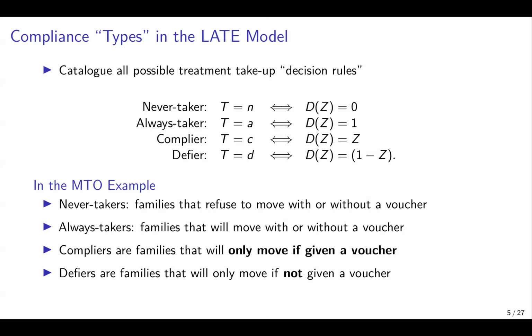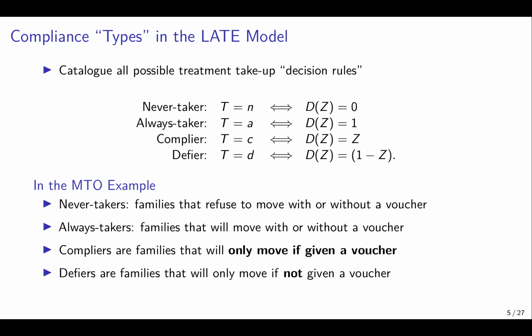All right, now there is a second type of family for whom there is also no causal effect. This type of family is going to be called always taker. So these always taker families, which I will denote by T equals A, type equals A for always, have a treatment take-up rule, D of Z equals 1. So regardless of whether you offer them the voucher or not, they are still going to move. They move with a voucher, they move without a voucher. So this kind of family also has no causal effect of the treatment offer on treatment take-up.